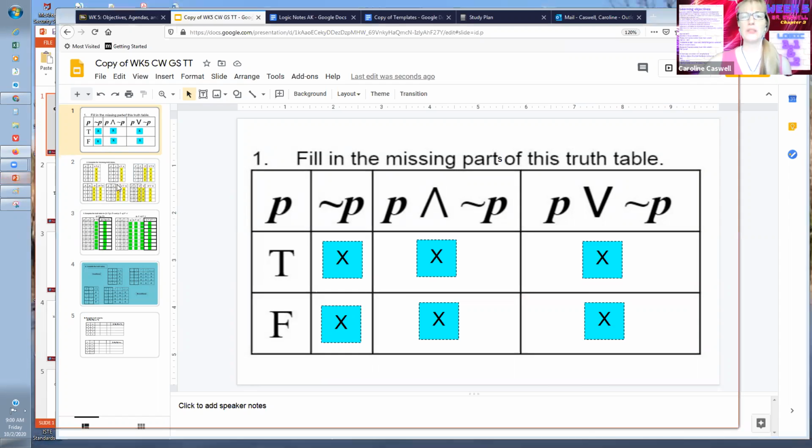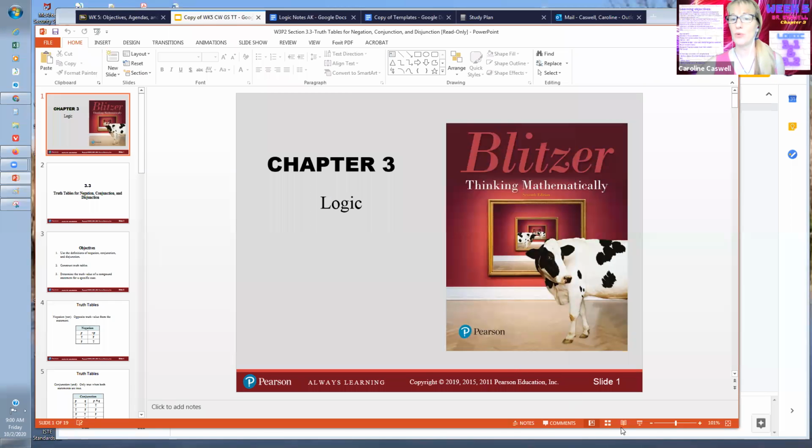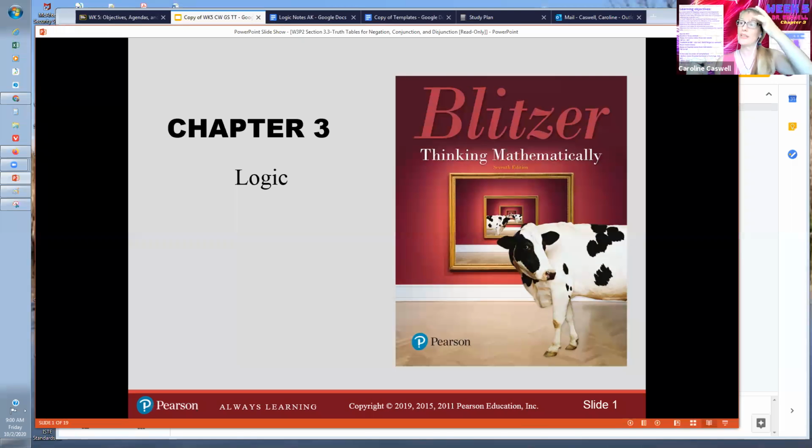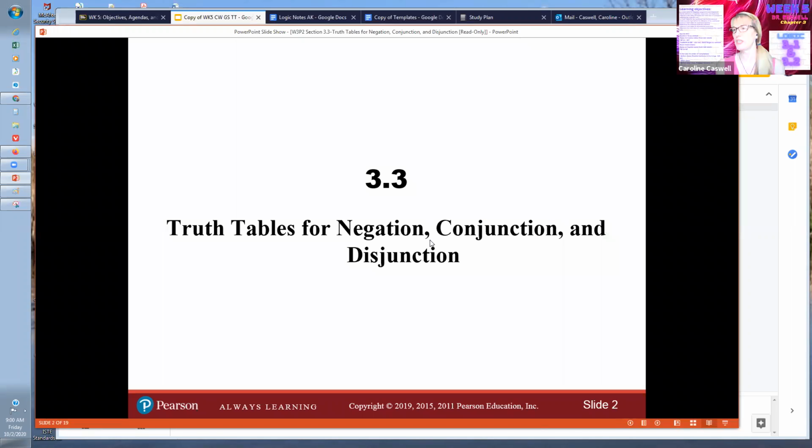So I'm going to start with the PowerPoint. I'm going to flip back and forth because I think it's easier to do it while we're learning it rather than watching. So chapter 3, we've done section 3.1, we've done section 3.2. Those will be on the midterm. This and section 3.4 are the last 2 pieces that will be on the midterm. Everything else will go on to the final.